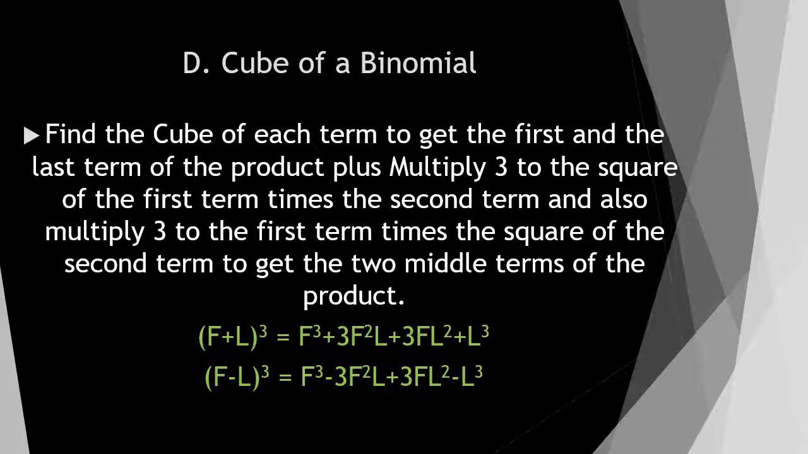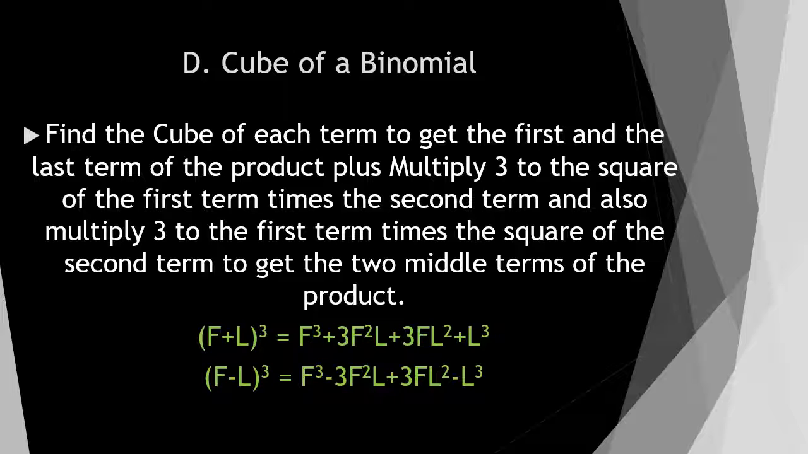As we can see, we have two formulas. Why? Because there are also binomials whose sign is negative. Just like below, we have quantity f minus l, quantity cube. And as a clue, whenever you encounter a negative cube of a binomial, the negative signs in the product are located on the second term and on the last term, or the fourth term.